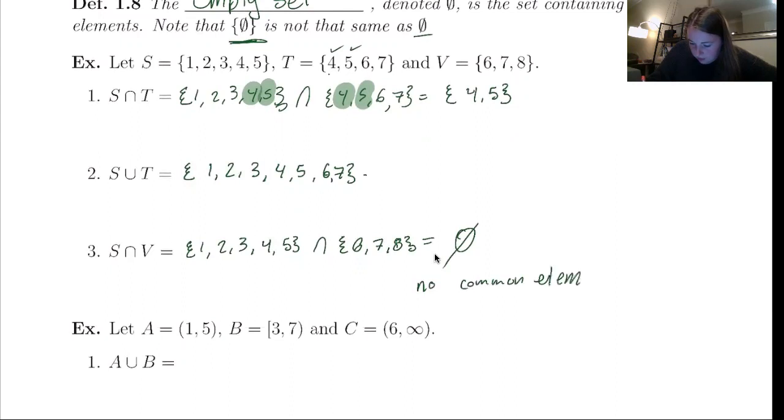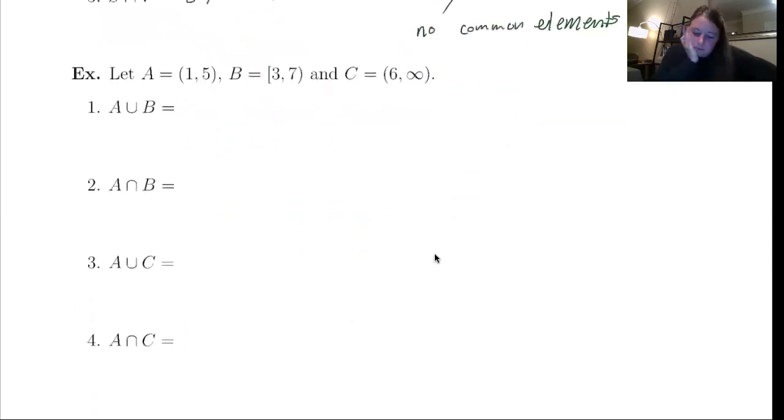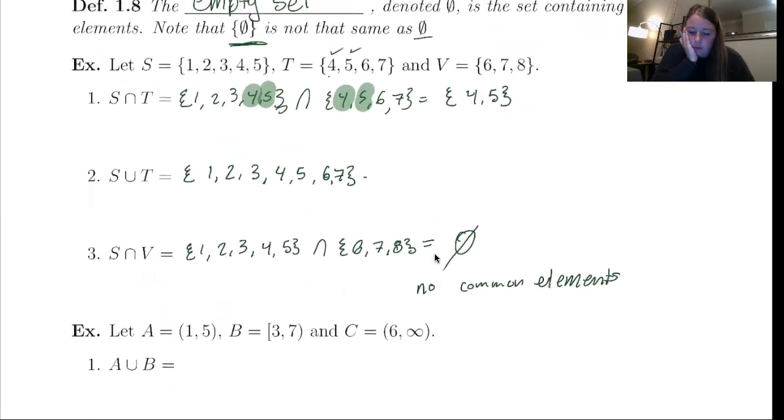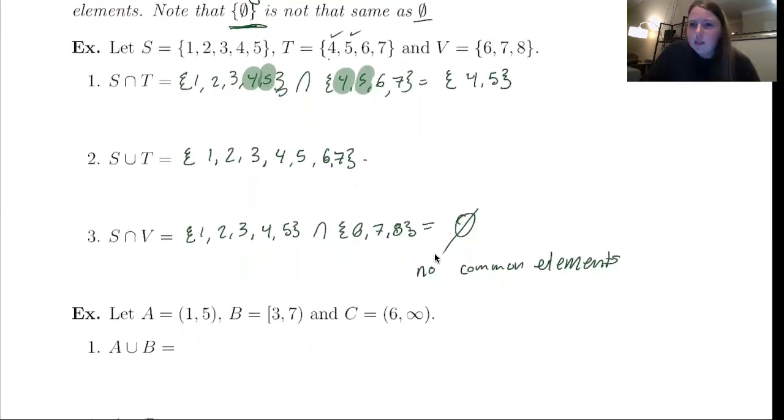Okay. So now, you're probably writing and I'm going way too fast. We're going to talk about intersection and union of lines. Not lines, what am I saying? It's too late. Of intervals instead of finite sets.